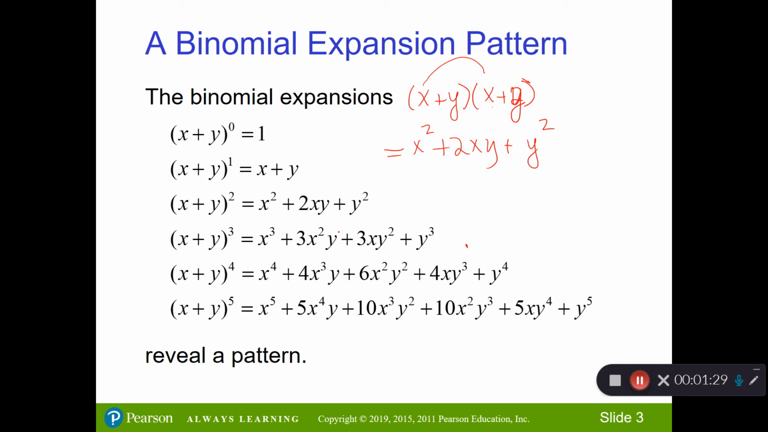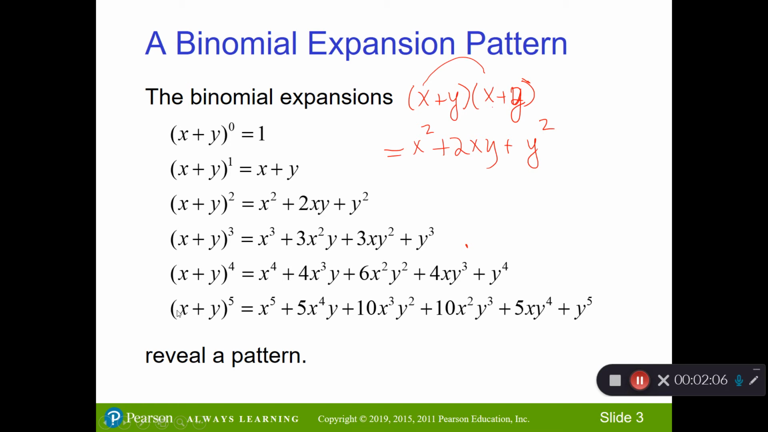X squared y to the first, again, has a degree of 3. X to the first, y squared has a degree of 3. Every term here has a degree of 3. The x's are going down. If I have x to the fourth, then my next one is 4x cubed, then 6x squared, then 4x, then no x's. While the y's are going up: no y's, y to the first, y squared, y cubed, y to the fourth. So this pattern allows me to quickly multiply this out by following the pattern.